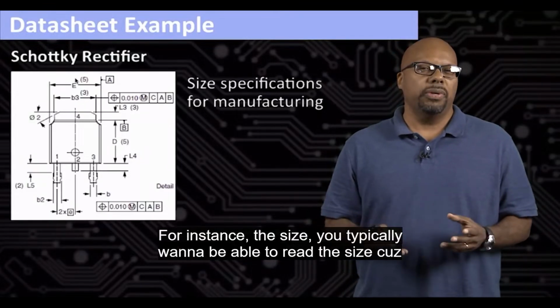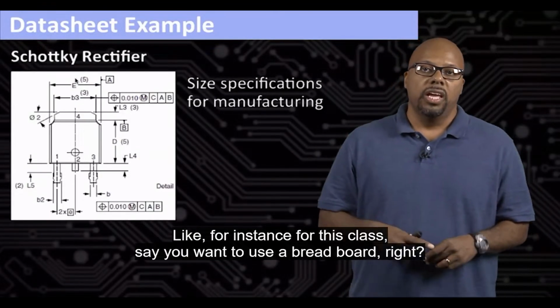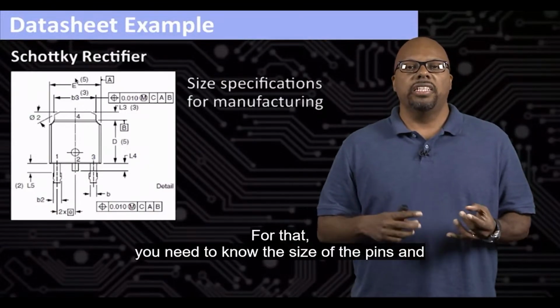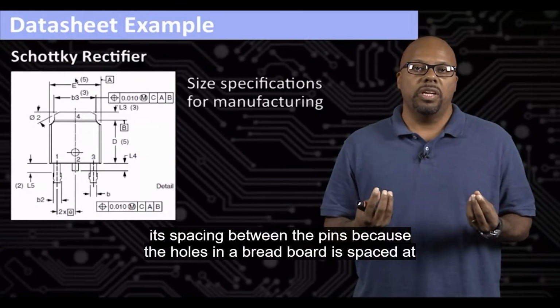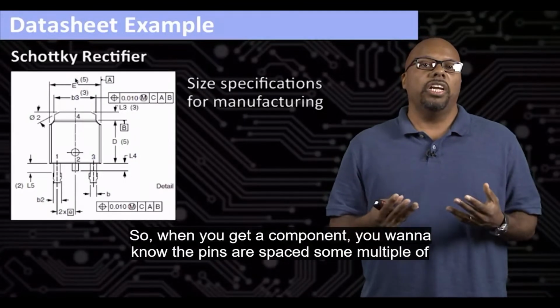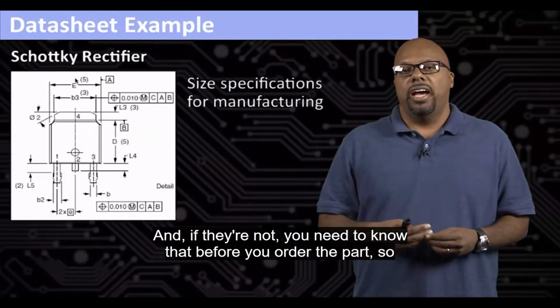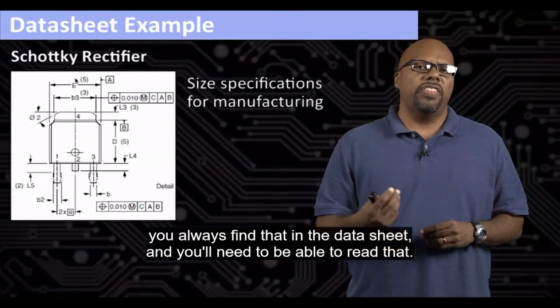So for instance, the size, right? You typically want to be able to read the size because there are certain things that you need to know. For this class, when you want to use a breadboard, which is commonly what we use for prototyping and connecting things, you need to know the size of the pins and the spacing between them, because the holes in a breadboard are spaced at 1/10 of an inch. So when you get a component, you want to know that the pins are spaced some multiple of that so you can fit them into the breadboard. And if they're not, you need to know that before you order the part so you can do something about it. So the physical dimensions, you always find that in the data sheet, and you'll need to be able to read that.